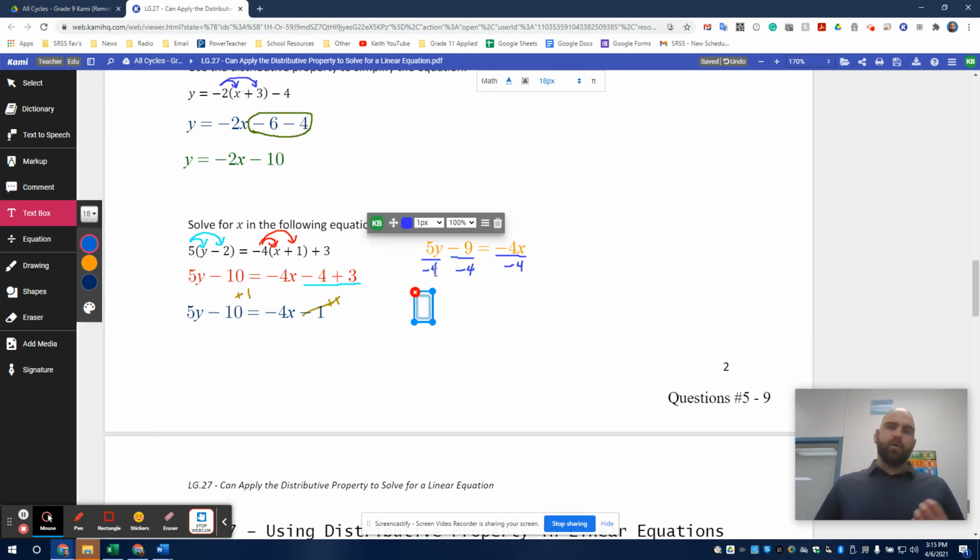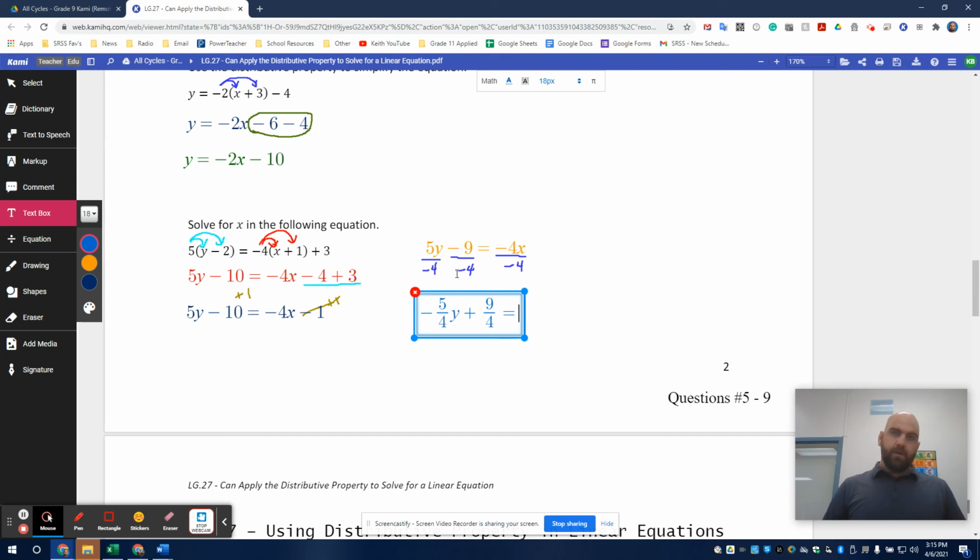5 divided by -4 is -5 over 4, so we're going to have -5 over 4 y. So there's a fraction. -9 over -4 is going to be +9 over 4, and that's a simplified fraction. And all this is going to equal x all by itself. So that is isolating x.